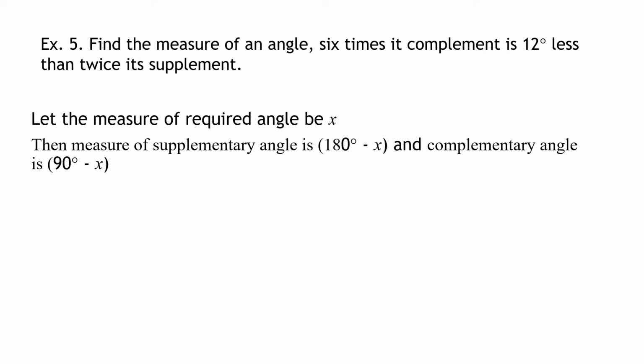Now what is the relationship? 6 times the complement, so 6 times 90 minus x, is 12 less than twice its supplement. So 2 times 180 minus x. To understand this equation, the whole essence of the sum lies in this equation. What is the equation again?